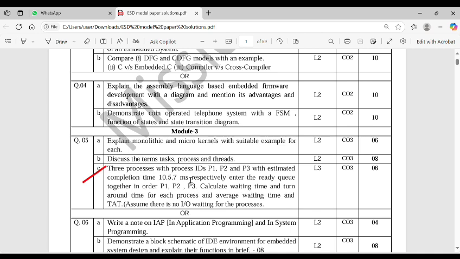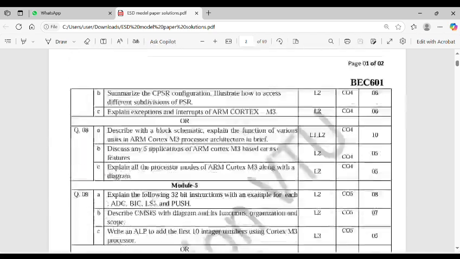And C. Three processes with the process IDs P1, P2 and P3 with estimated completion time 10, 5, 7 milliseconds respectively, enter the ready queue together in order P1, P2 and P3. Calculate waiting time and turnaround time for each process and average waiting time and TAT. Assume there is no IO input or output waiting for the processes.